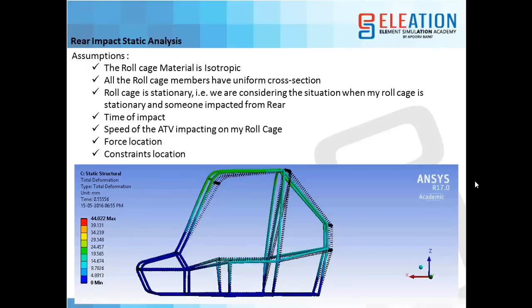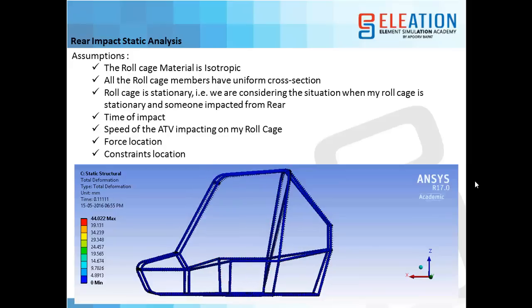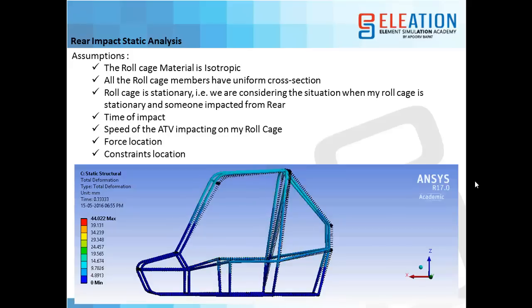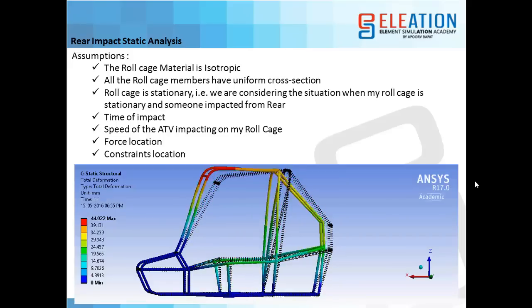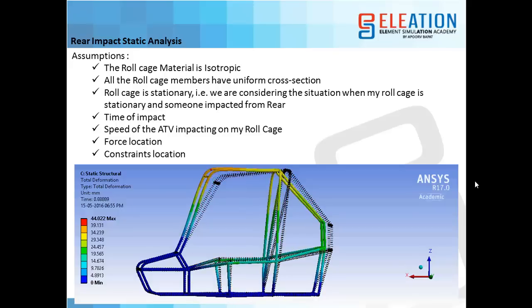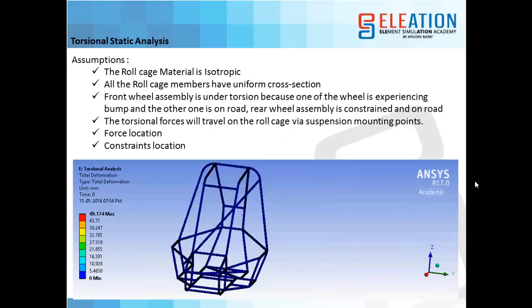Then we will see the rear impact analysis, where my roll cage is stationary and somebody impacted me from behind, with the forces, time of impact, speed of the ATV impacting on my roll cage, force location and constraint location, and you can see the deformation coming because of the rear impact.